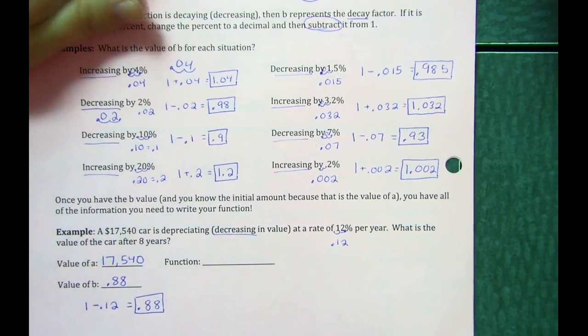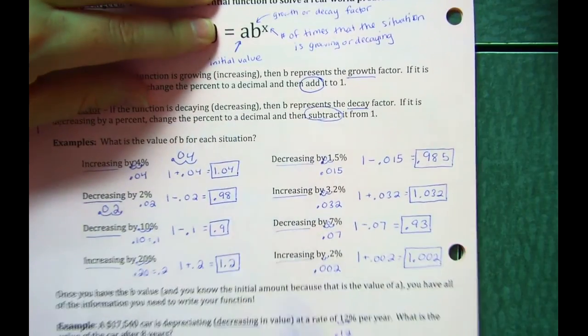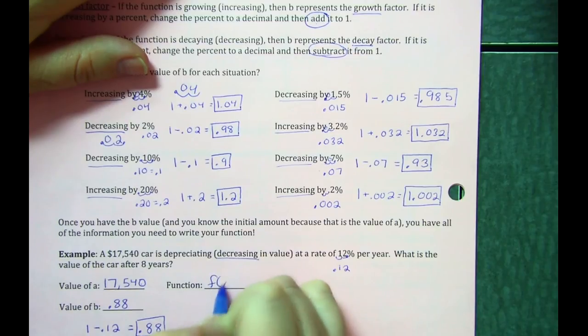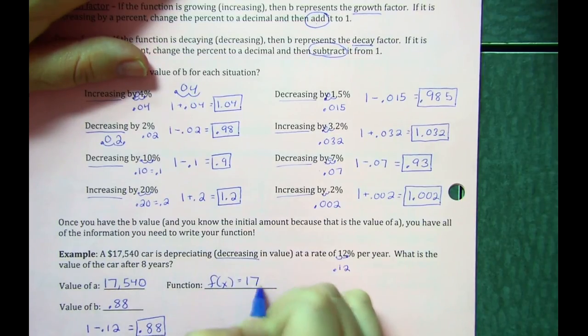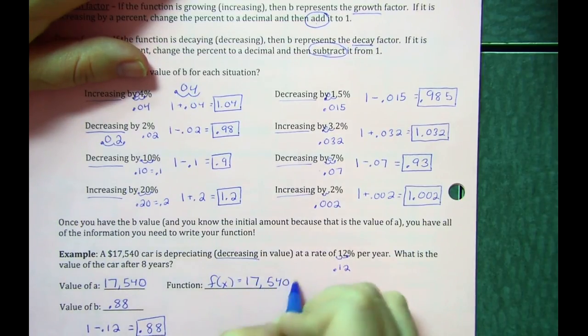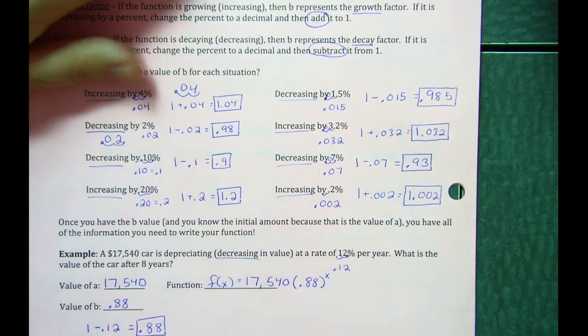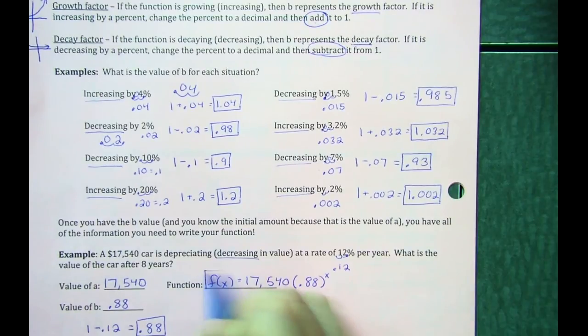And that means that our function, if we have our a value and our b value, we would just plug them in here for a and b. So our overall function is f of x equals the a value times the b value to the x power. And that is it. That's our function.